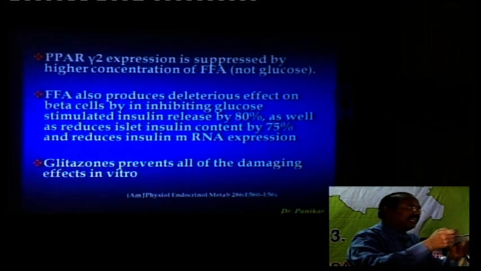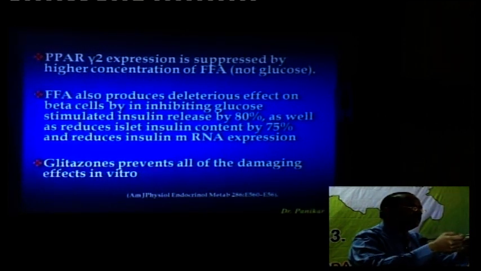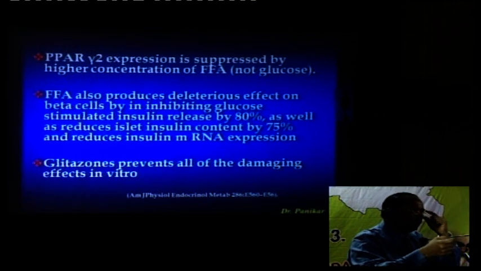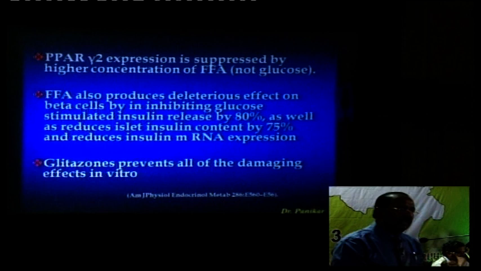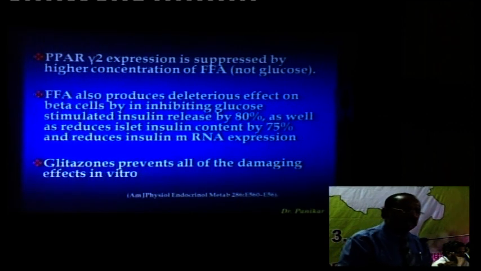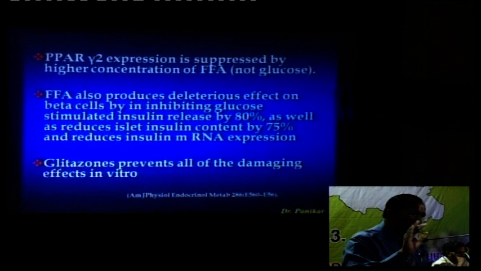So just having excess free fatty acids around the beta cell or in the beta cell reduces the glucose-stimulated insulin release by almost 80%, as well as it reduces the islet insulin content by 75%. Glitazones prevent all of these damaging effects in vitro.